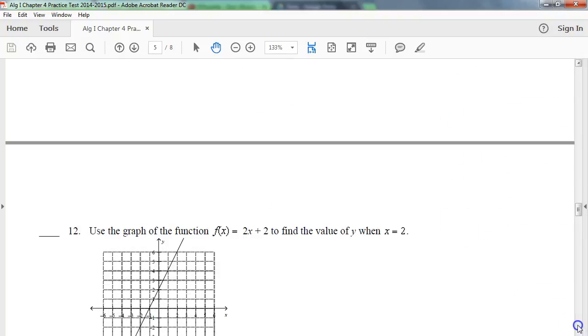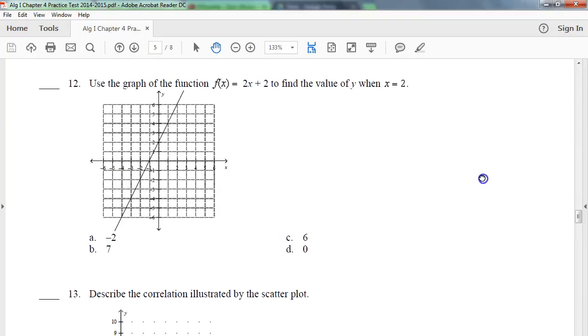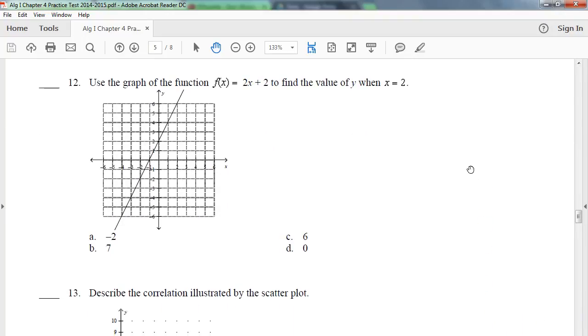Number 12 says to use the graph of the function f of x equals 2x plus 2 to find the value of y when x equals 2. So this is what we need to find. Where does x equal 2? And that's here. We'll draw a line up to our graph that hits it here, and then over to the y-axis, it looks like y then equals 6. So the answer to 12 is C.